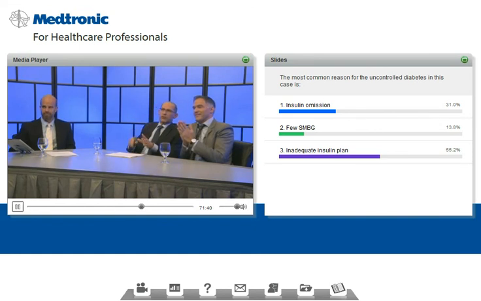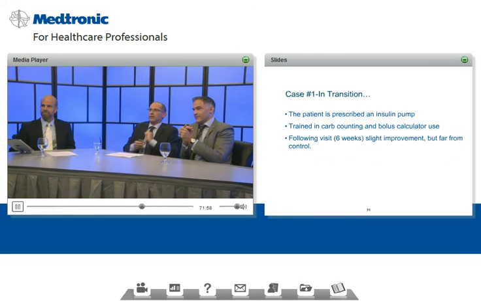So let's just sum this up. You see that the minority thinks that there are too few SMBGs, but the rest are probably divided equally between those who believe that there's insulin omission and some who believe that the plan, that means the physician, is no good, or the plan that the patient is receiving is no good. So let's go to the download and let's discuss this further. So this is the download.